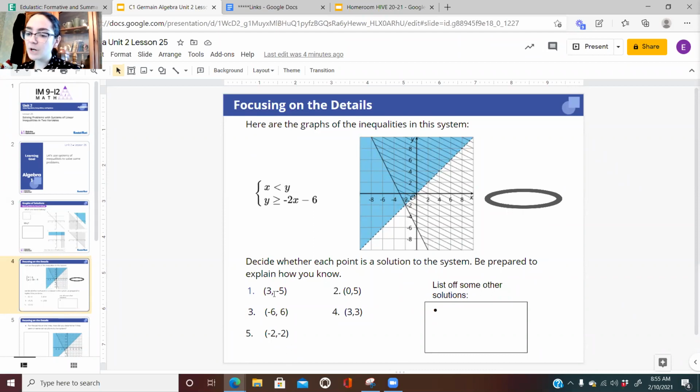So we said number 1 did not, because if we go over 3 down to -5, you're here, and it's only a single shaded portion of the graph. So that one's not going to work. Nice job on everybody that said no there. So now let's take a look at number 2, 0, 5, over 0 up to 5. What do we think about that one?